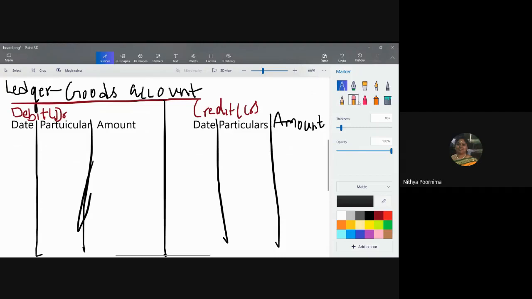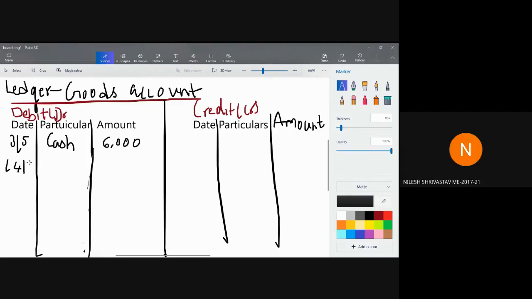Yes, tell me the transactions now. On 3rd May, debit side. What is the debit side? Cash account. Now, whatever goods will be on the debit side, you're going to look. Okay, from goods to cash account, what's the amount? 6,000.